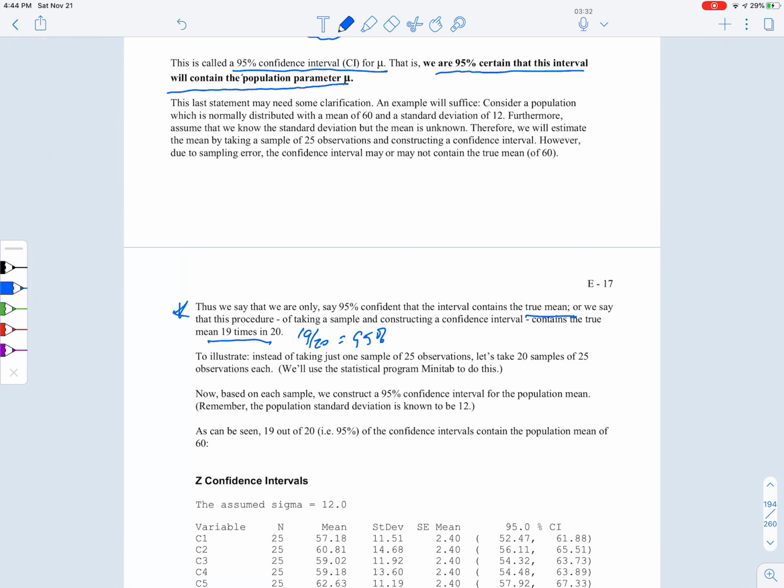So what we have to be okay with is a certain amount of uncertainty when we're taking a sample and inferring from it the characteristics of the larger population. Now, the level of confidence is something that we'll talk about a little bit later, but it depends on how certain you need to be.